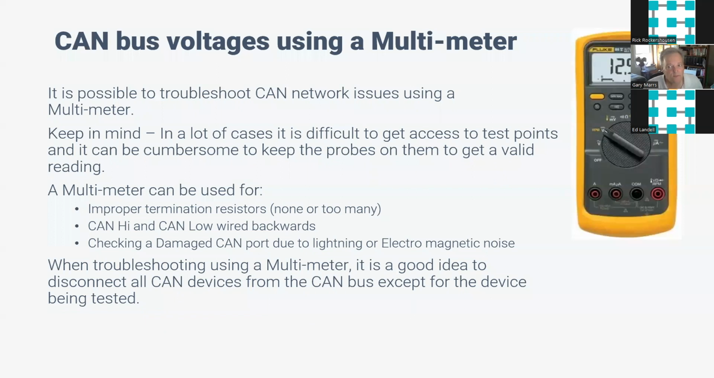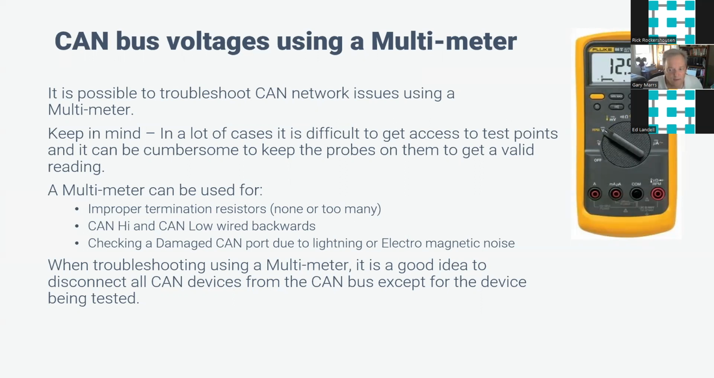It is possible to do some troubleshooting on a CAN network using a multimeter. But that said, to be successful using a multimeter, you really have to be able to get to the right connection points in the CAN network. And on a vehicle, that can be difficult. And even if you can, it can be cumbersome to handle the two probes on the meter and get on the right point and get a reading.